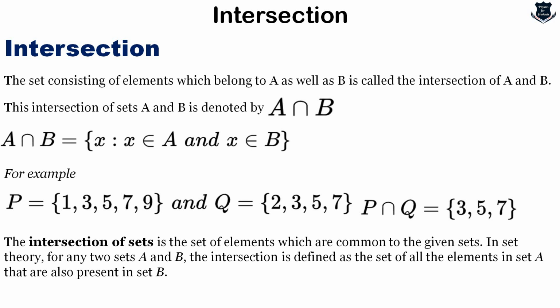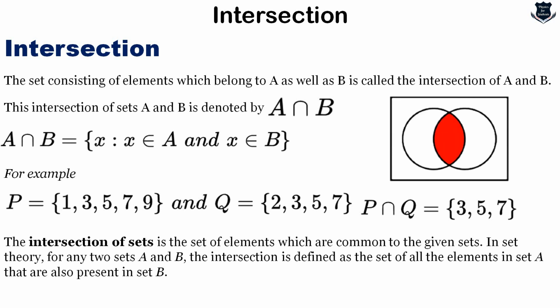In set theory, for any two sets A and B, the intersection is defined as the set of all the elements in set A that are also present in set B. So remember, those elements which are present in both A and B are called the intersection. Okay, now that we know union and intersection, this is a schematic diagram which shows the intersection: only the red zone, which is common to both of these circles.